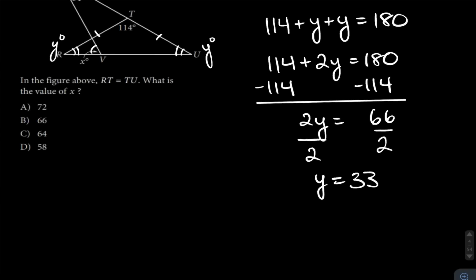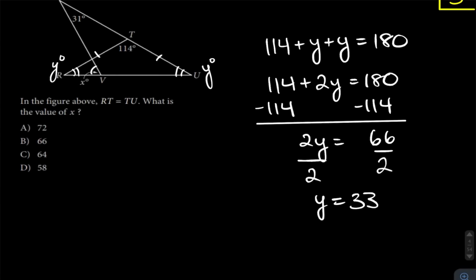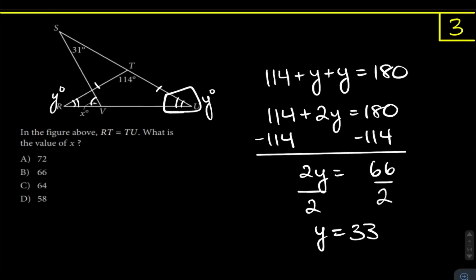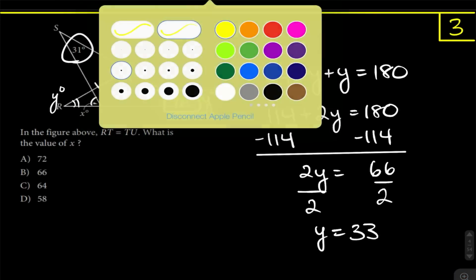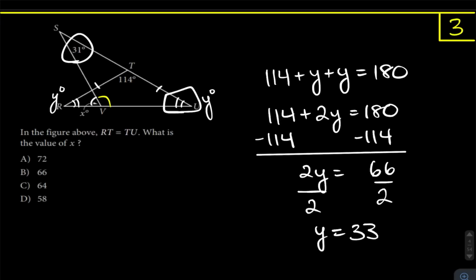Here's the longer way. What we could do now is see that we have a 33-degree angle here and a 31-degree angle here in this bigger triangle. We could use that exact same idea again to find this angle, the angle I'll write in a different color. That yellow angle is supplementary to the angle we're trying to find, so we could use 180 minus that other angle. So let's go do that.